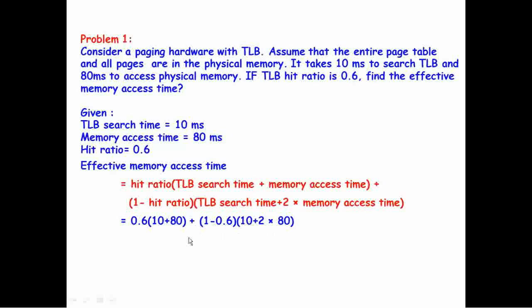So here this is nothing but 0.6 into 10 plus 80 is 90. So here it will be 0.6 into 90 plus 1 minus 0.6 is 0.4, 10 plus 2 into 80. 80 into 2 is 160, 160 plus 10 is 170. So here we get this. Then after simplifying this, we get the value as 54 plus 68 and finally after adding we get the value as 122 milliseconds. So for the given problem, the effective memory access time is equal to 122 milliseconds. Let us see the next problem.